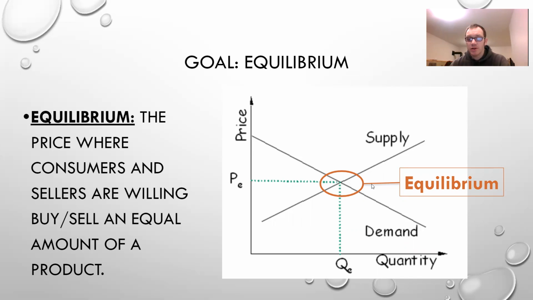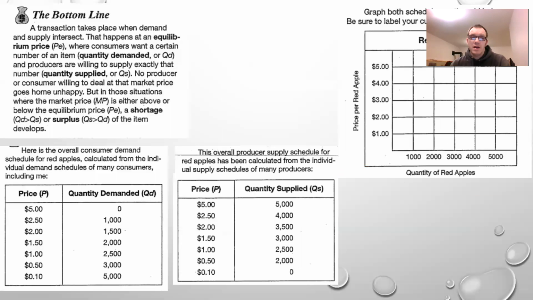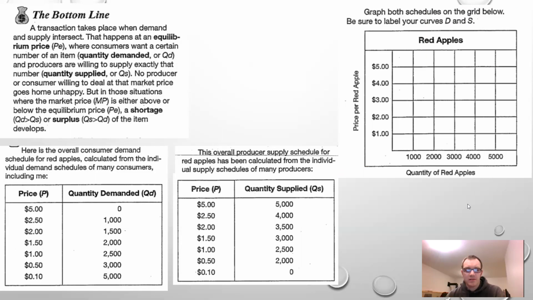So that's called equilibrium. That's the X. It's where it crosses, and the price and the quantity are the same for sellers and buyers. That's the sweet spot. But we don't always hit that sweet spot, and sometimes we have too much of a product. Sometimes we don't have enough, and that's when things get a little interesting. We'll get into that in a second.